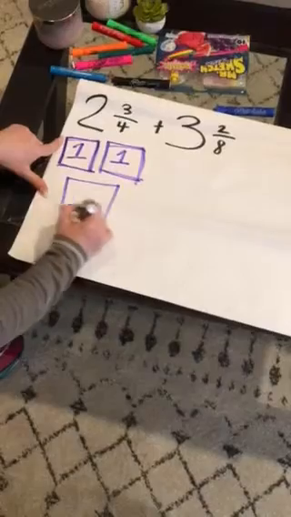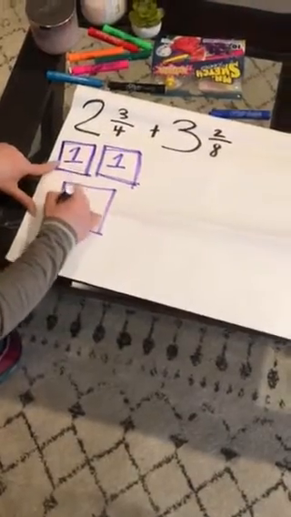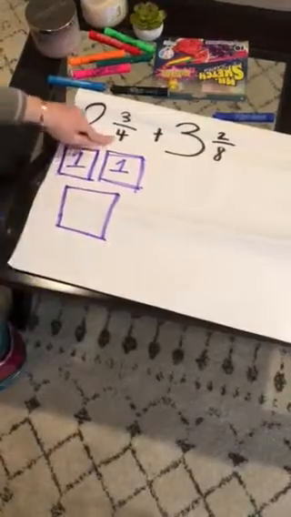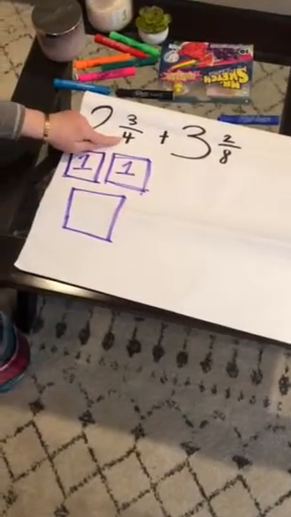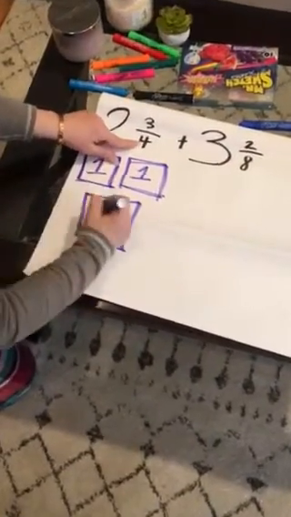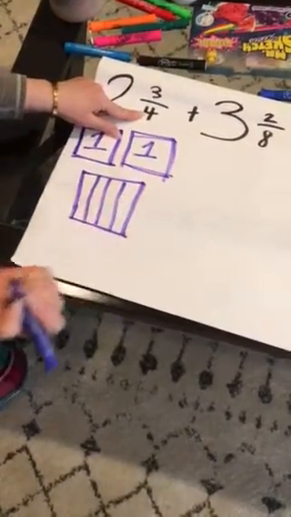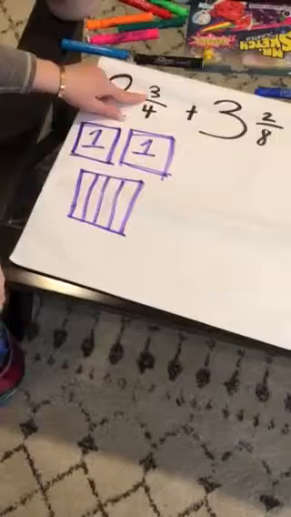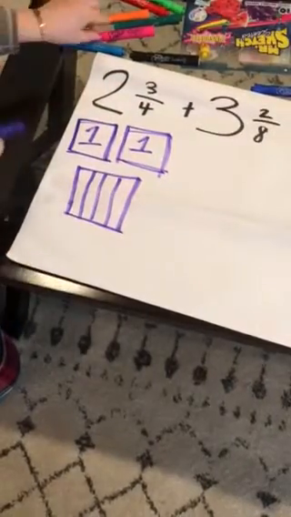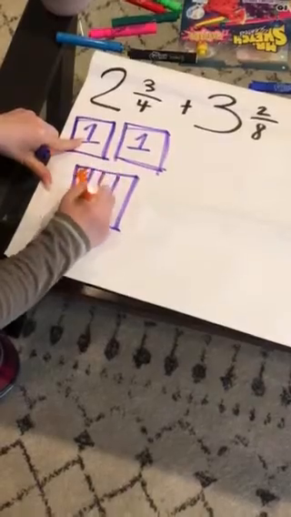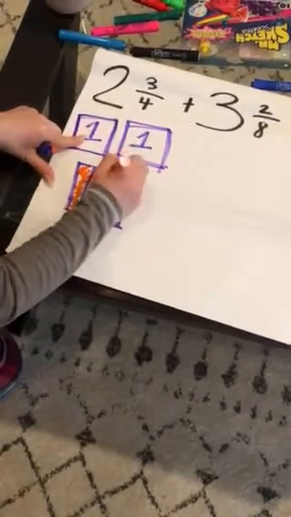So I'm gonna draw another box, and I'm drawing it a little bigger just to show you guys what the inside would look like. And I need to make 4 equal pieces inside of that box because the denominator is 4. So I'm gonna draw my box and split it up into 4 equal pieces. Now 3 of them are shaded, or the part is 3. So I'm gonna shade 3 of the 4 pieces.